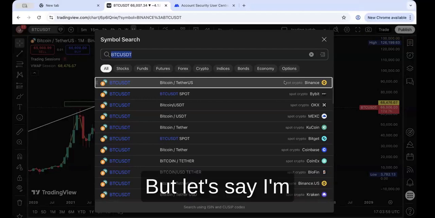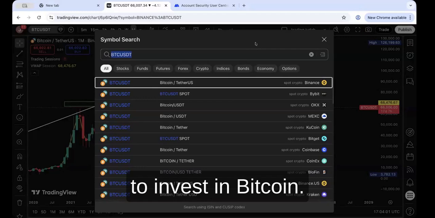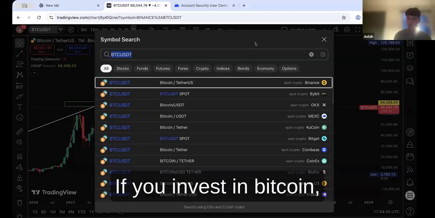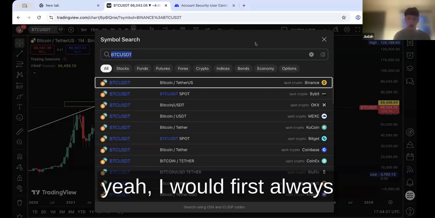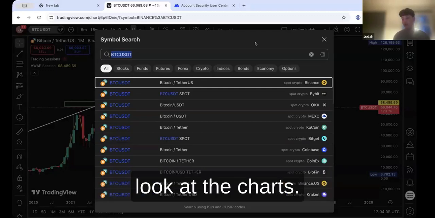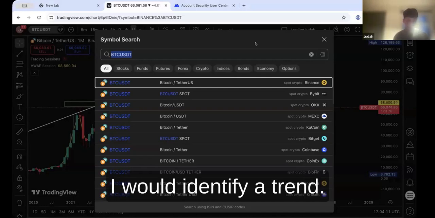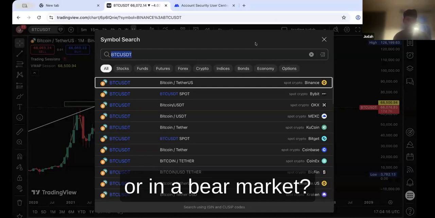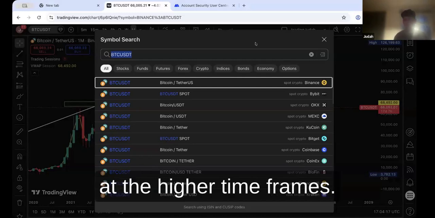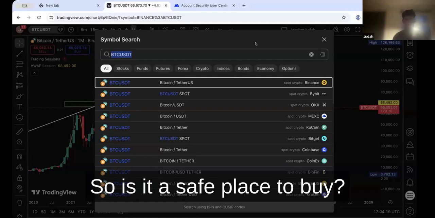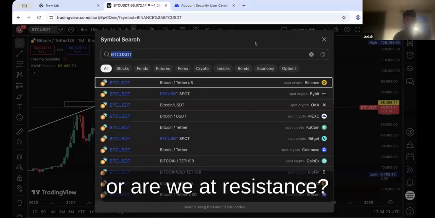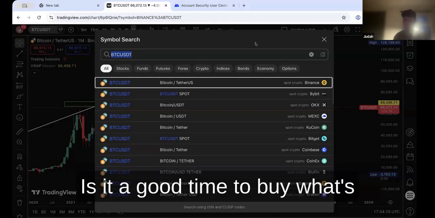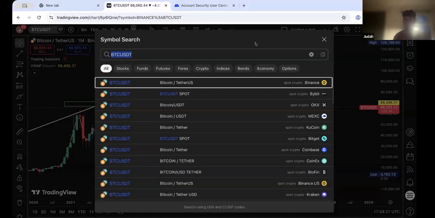But right, so let's say I'm interested in, I want to invest in Bitcoin. How do I do this? If you invest in Bitcoin, I would first always look at the charts. That's step number one. I would identify a trend. Hey, are we in a bull market? Are we in a bear market? I would first look at the higher time frames. So is it a safe place to buy? Are we at support or are we at resistance? Is it a good time to buy? What's going on in the world?